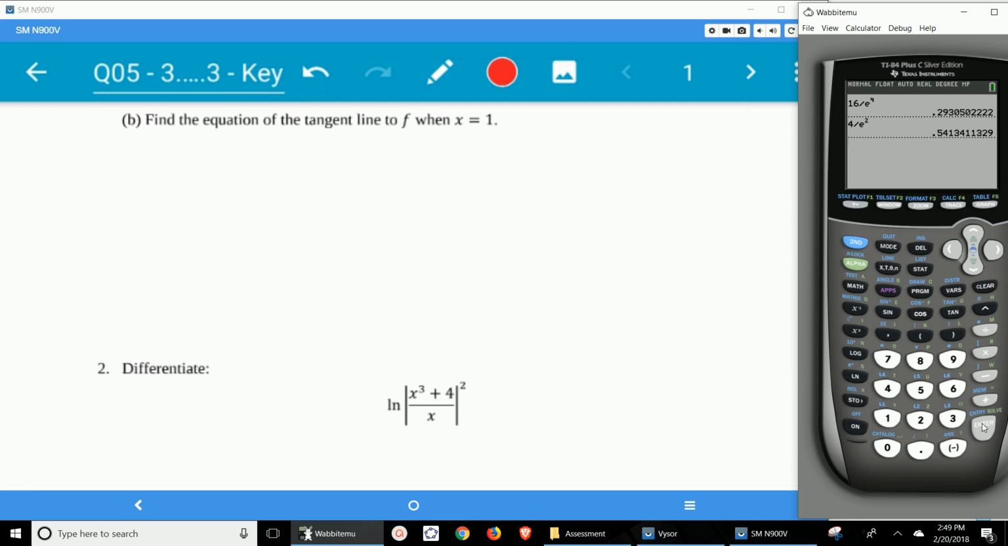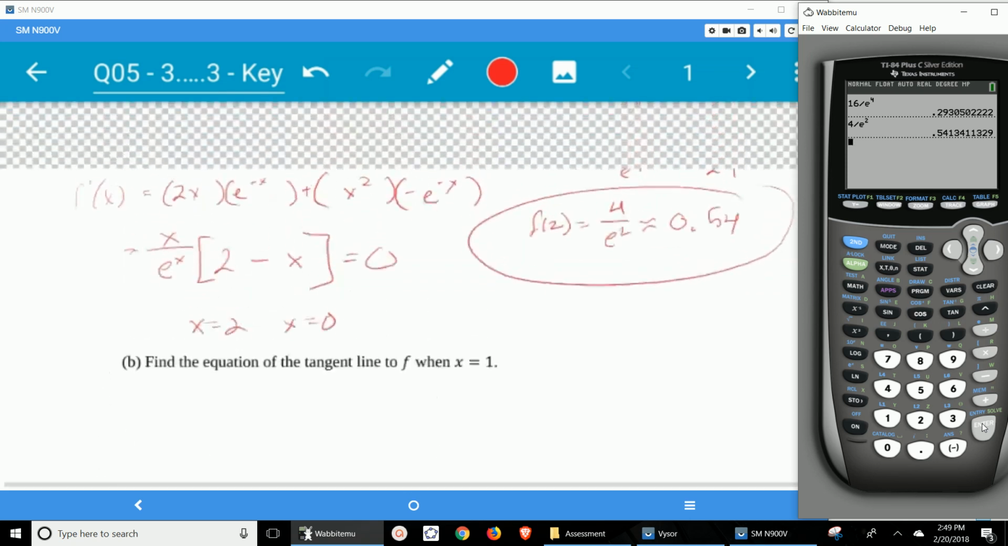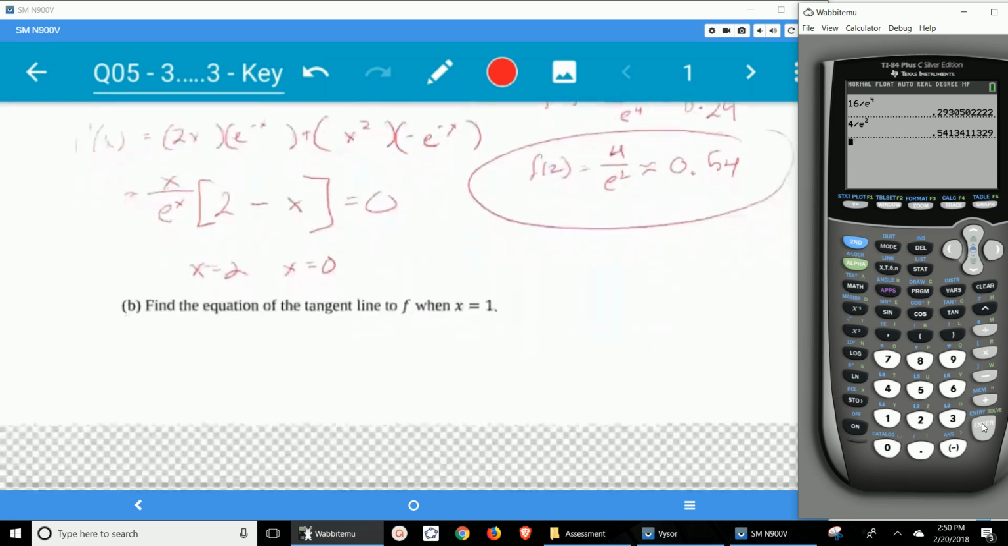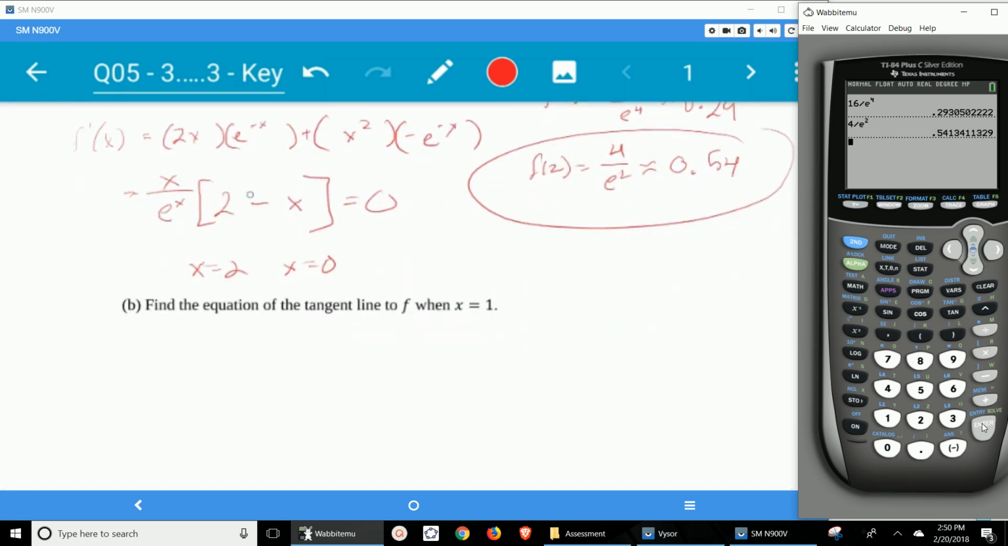Find the equation of the tangent line to f when x is 1. Well, okay. What we need to do is just put 1 in here. So, right, this is your slope. Your slope occurs when your derivative is 1 in this case. So that would be 1 over e times 2 minus 1, which is 1 over e. So that's your slope.